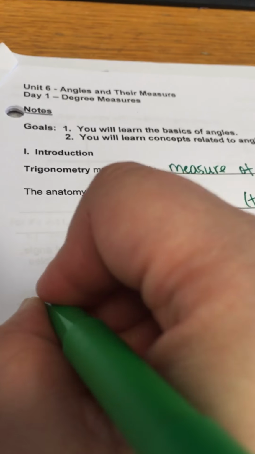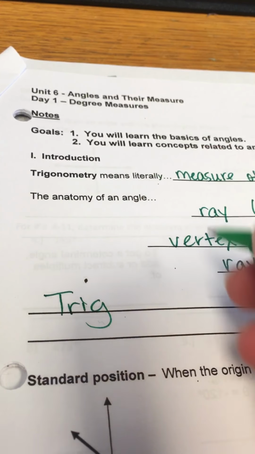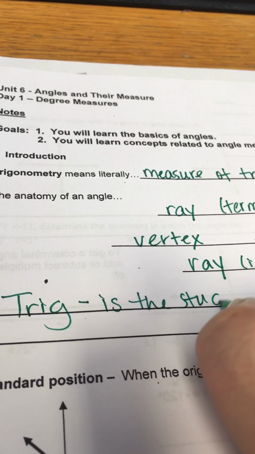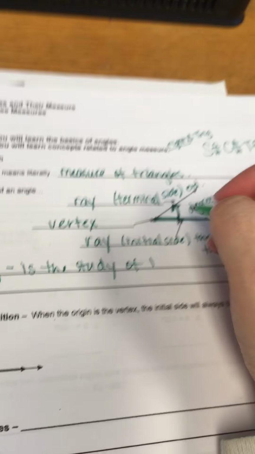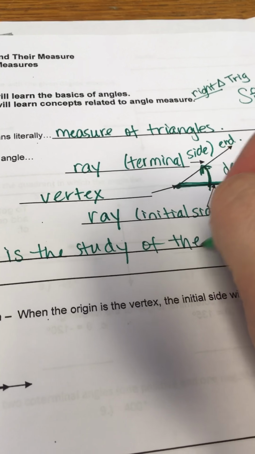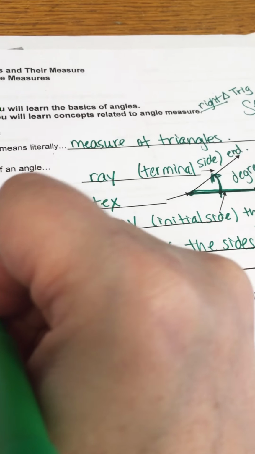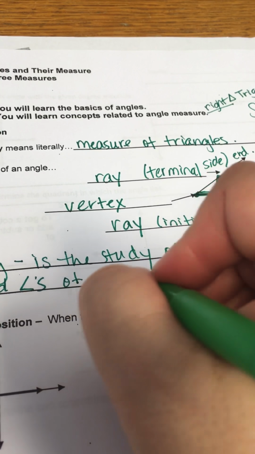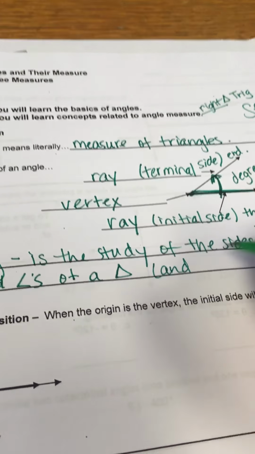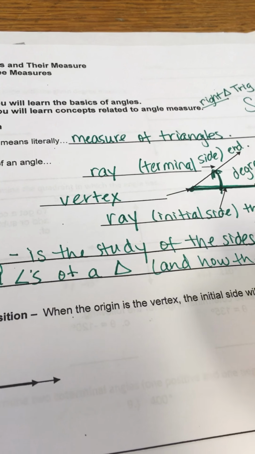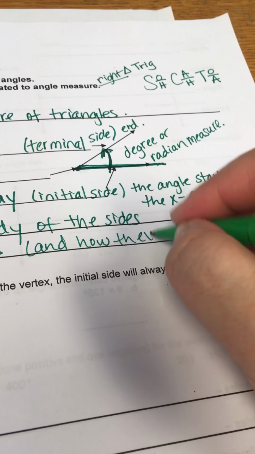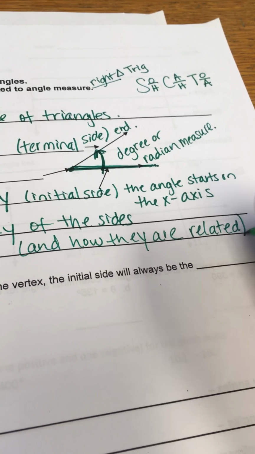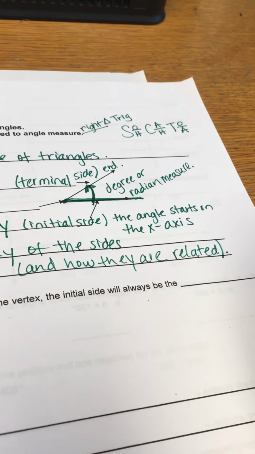All right, so trig. You know what trigonometry means? We're going to be studying the sides and angles of a triangle and how they are related. So when it talks about trig being the measure of triangles, we're really referring to the sides and the angles of a triangle and their measures and their numbers.